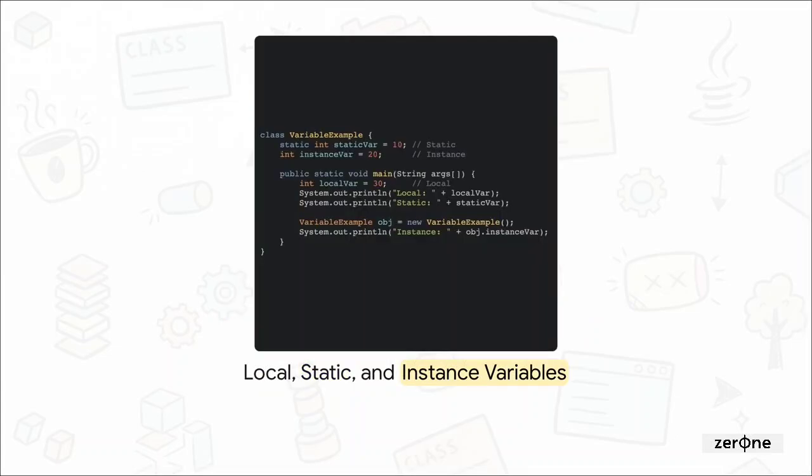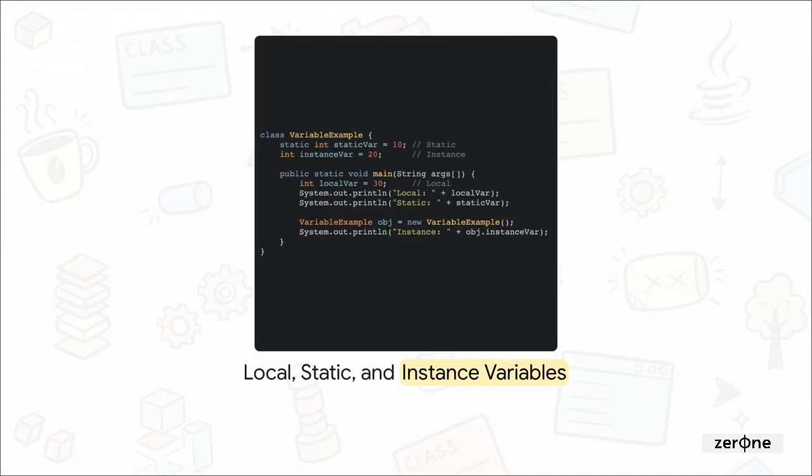Depending on exactly where you declare these data types, they behave completely differently in memory. We're looking at 3 types of variables here. First, a local variable is defined inside a method, like our main method. Because it's local, it lives in the stack memory and is immediately destroyed the second the method finishes. Then we have an instance variable. This is defined inside the class, but outside of any specific method. It belongs to a specific object and is stored over in the heap memory.